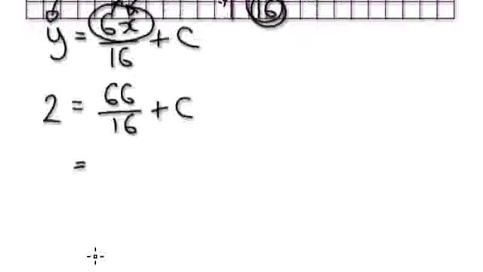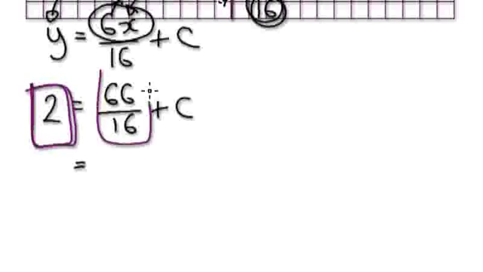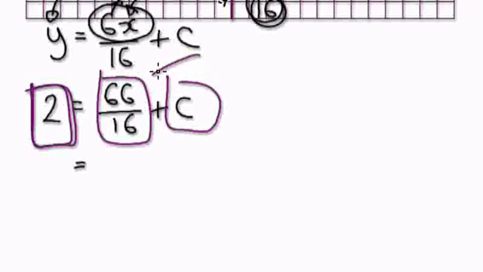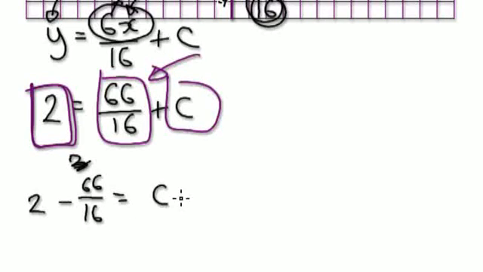Okay. So now, let's think. So let's just get this. At the moment you've got this equals this plus this. So take away this block from both sides. So it would be 2 minus 66 over 16 equals c.